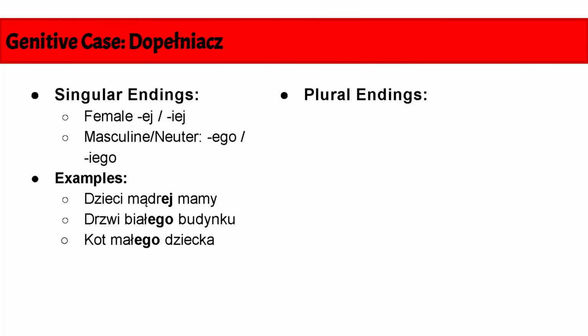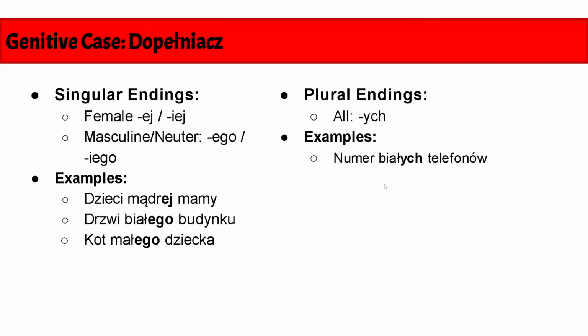For the plural, once again, it's the exact same thing. But to make it a lot easier for you guys, the genitive only has one ending for every gender. So we would have ych, or ich, for all the adjectives in the plural, dopełniacz. Let's look at some quick examples of how this works. Numer białych telefonów, the number of the white phones, or the white phones' number.